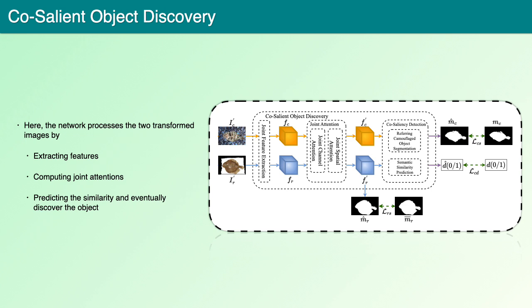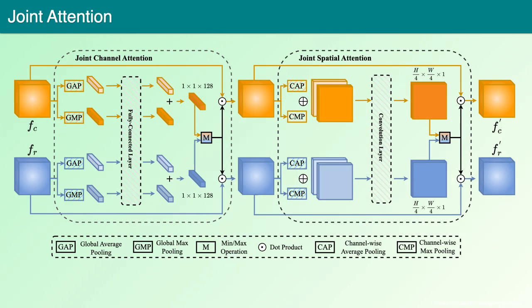In the further part, the network processes these two transformed images first by jointly extracting the features, then computing joint attention, and finally predicting the similarity and eventually discovering the object. We extract the joint features from both the branches using a pyramid vision transformer. The extracted features are passed through a combination of joint channel and spatial attention to finally get the attended features. The extracted features are first passed through joint channel attention. The features are summarized spatially across the channels in both the branches and are computed together to finally receive the common weight vector, which is multiplied by the original extracted features.